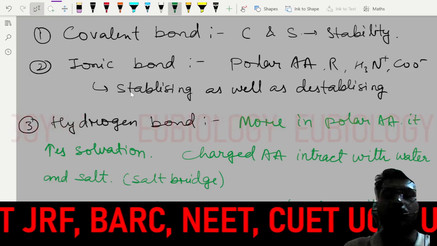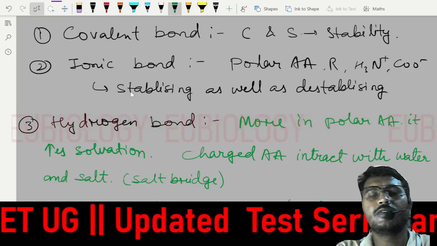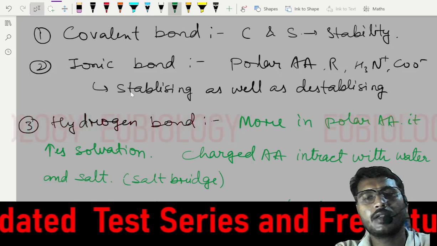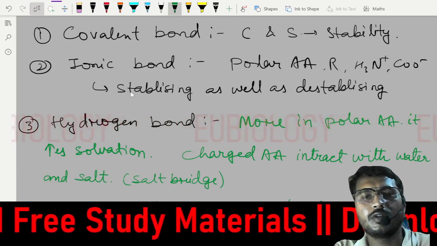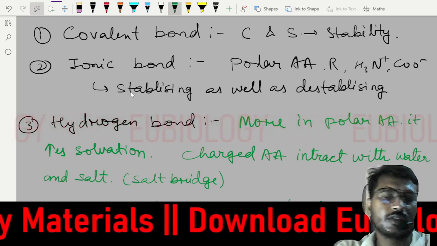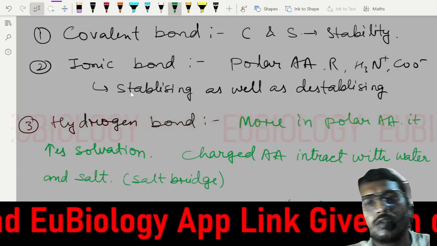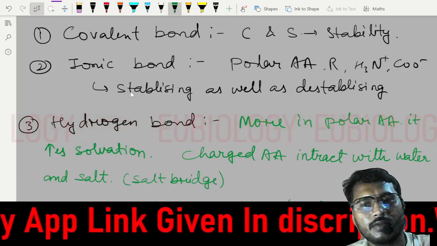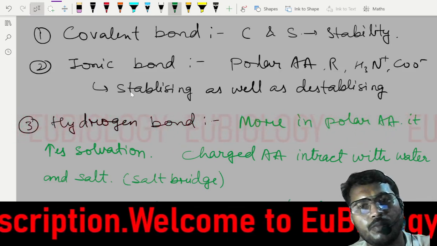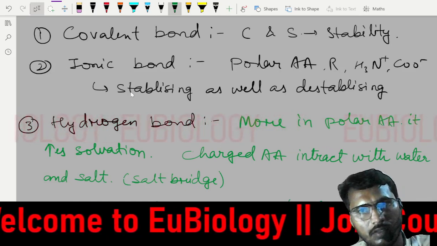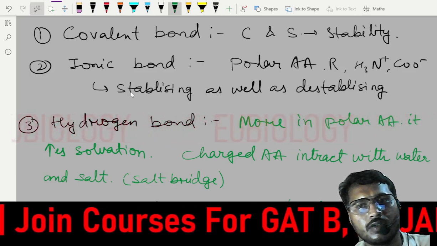stability. So the strongest one is the covalent bond, and this covalent bond depends on carbon and sulfur. Sulfur is there in the amino acid cysteine, and carbon is there in all the amino acids. So this will provide the covalent bonds. Now another is the ionic bond, which comes because of polar charged amino acids, but polar uncharged amino acids will give you the hydrogen bonds and so on.